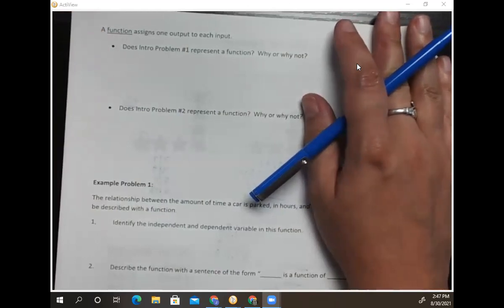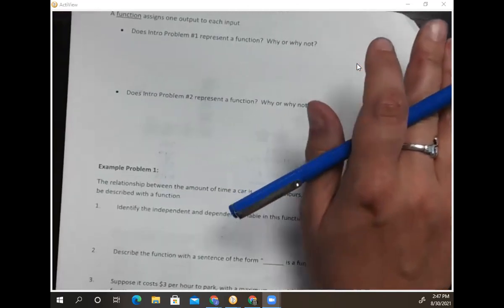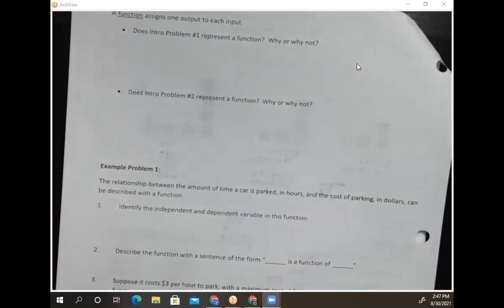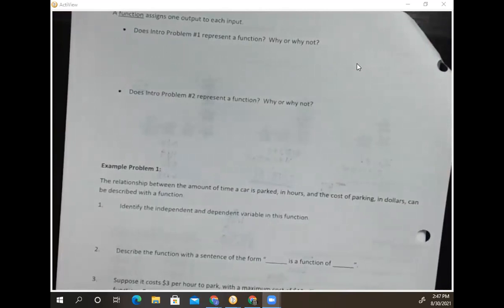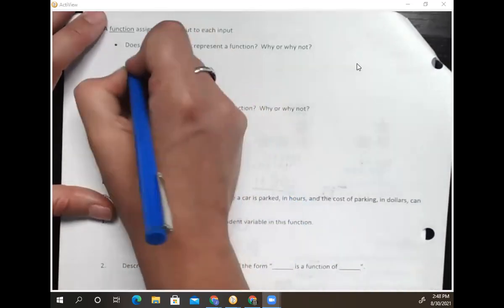Okay. What I want from a function is that as I talk about a step in this problem, like with my star problem, I know exactly how many stars will be in that step. That's a function. That number is never going to change. That number of stars will always be the same if I'm talking about the same step in my problem. So intro problem 1, does it represent a function? Yes.